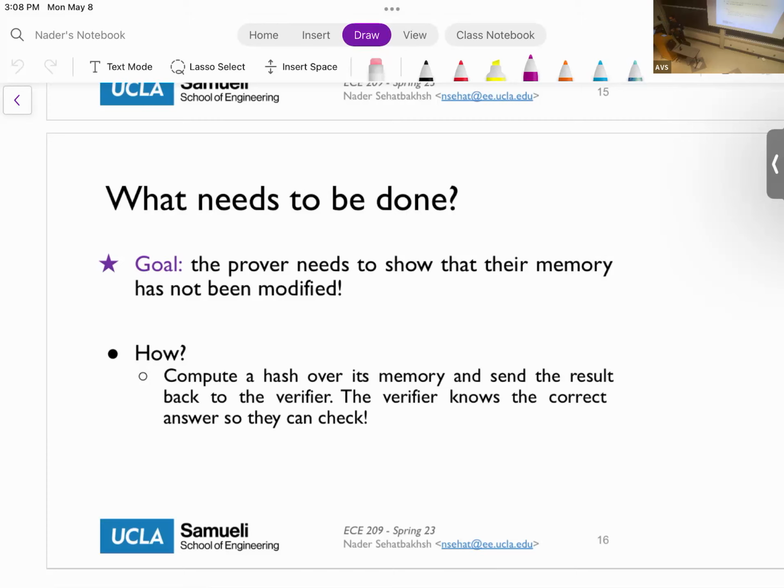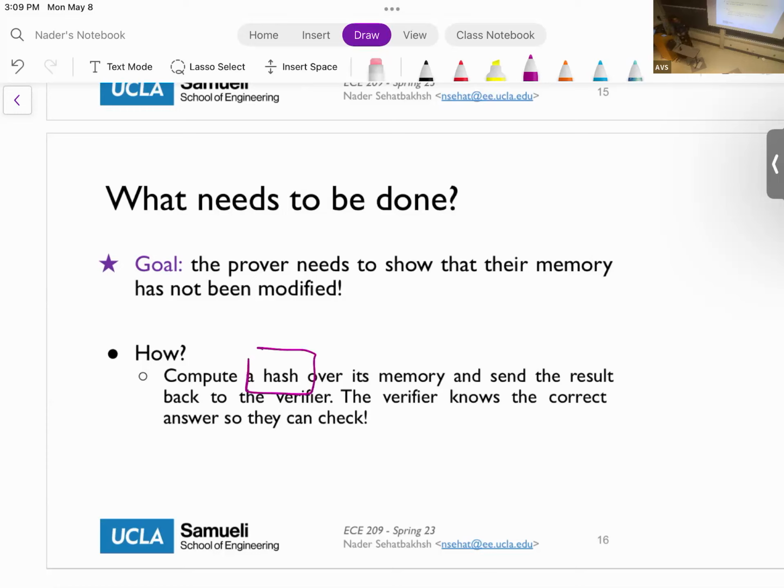A very simple approach is that I just send out all the content of my memory, and you, as a verifier, can go through it and see whether it has been modified or not. But this is not the best way of doing that. It's not very economical because we're talking about megabytes and megabytes of data. Sending a megabyte of data over the air, especially for an IoT device, doesn't make any sense. So instead, we use hash functions, another use case of hash functions.